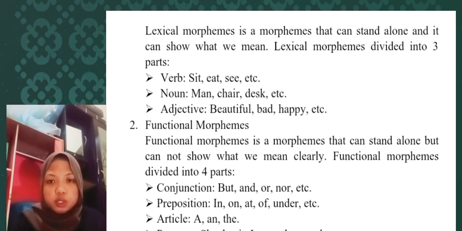The second, functional morphemes. Functional morphemes are morphemes that can stand alone but cannot show what we mean clearly. Functional morphemes are divided into four parts: conjunction: but, and, or, nor. Preposition: in, on, at, of, under. And then article: a, an, the. Pronouns: she, he, it, I, you, they, and we.